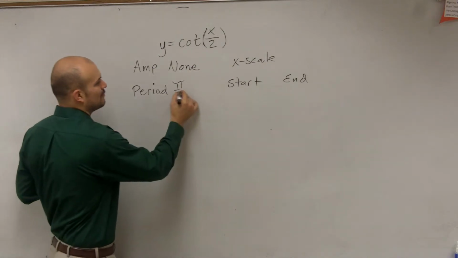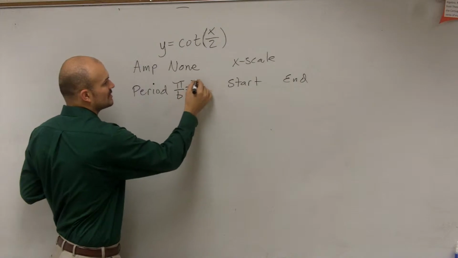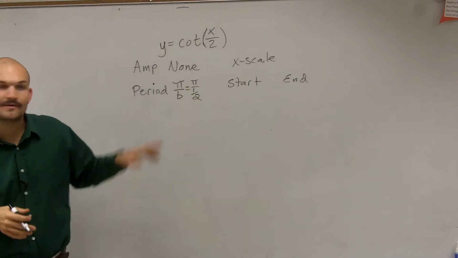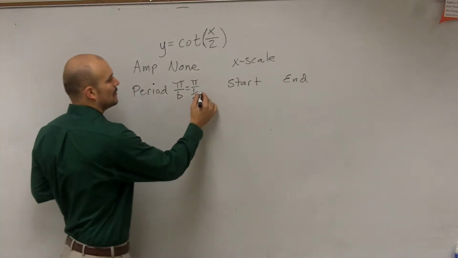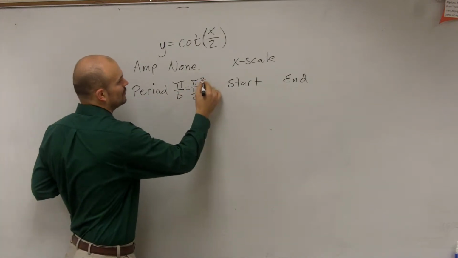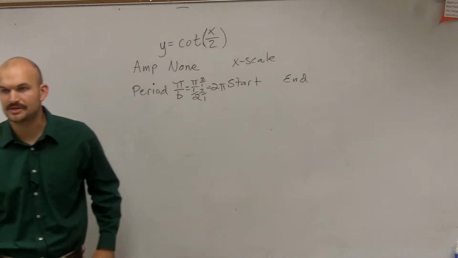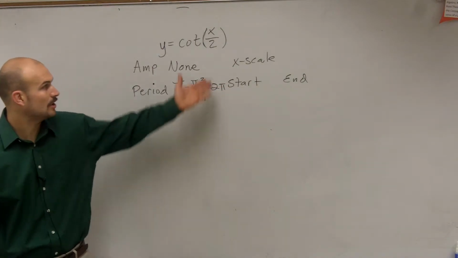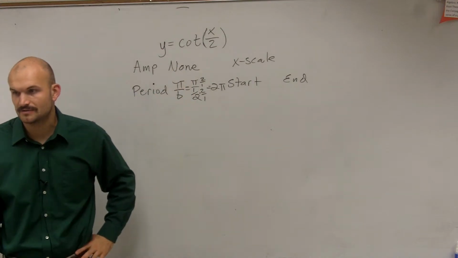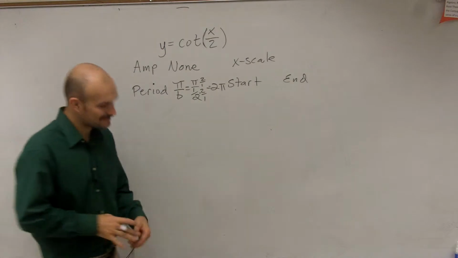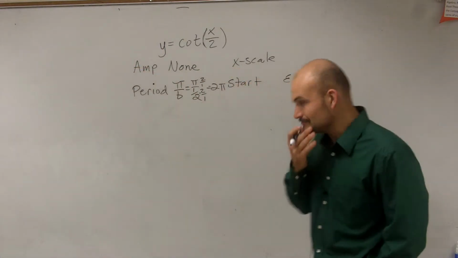So it's going to be pi divided by b, which in this case is pi divided by 1/2. Remember, to get the 1/2 off the bottom, you multiply by the reciprocal. In this case, our period is going to be 2 pi, because we actually have a transformation in our graph, a dilation, or an extension of our period.